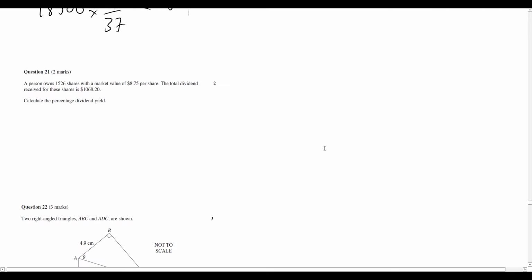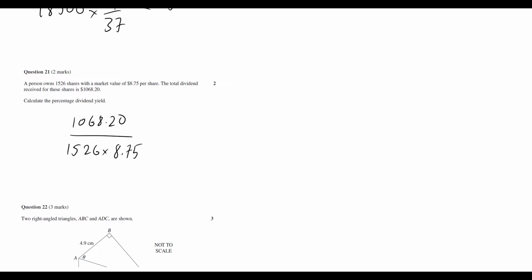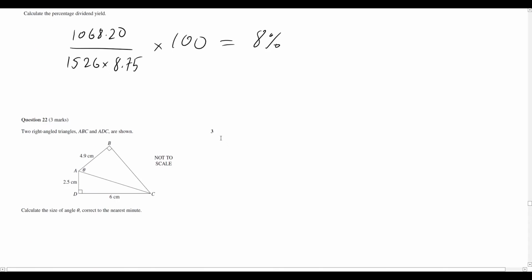Okay, moving on to 21. A person owns 1,526 shares with a market value of $8.75 per share. The total dividend received for these shares is $1,068.20. Calculate the percentage dividend yield. Okay, so to calculate the percentage dividend yield, we need to look at the amount of the dividend that's been paid to us, and then divide that by the value of the actual shares themselves. The total value of the shares is 1,526 times $8.75. And since it's going to be a percentage, we'll multiply that by 100. And then our answer for question 21 is just going to be 8%. Nice and easy.